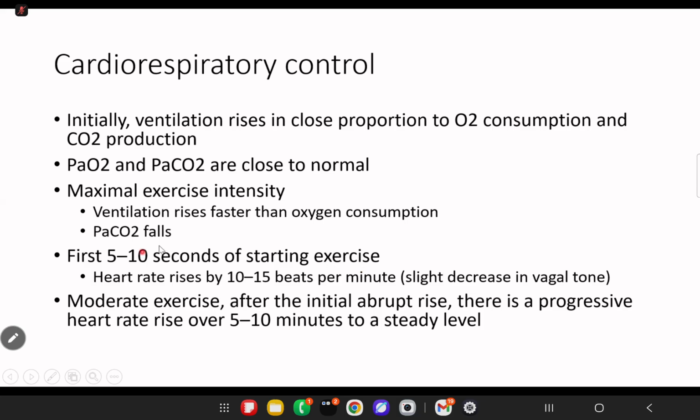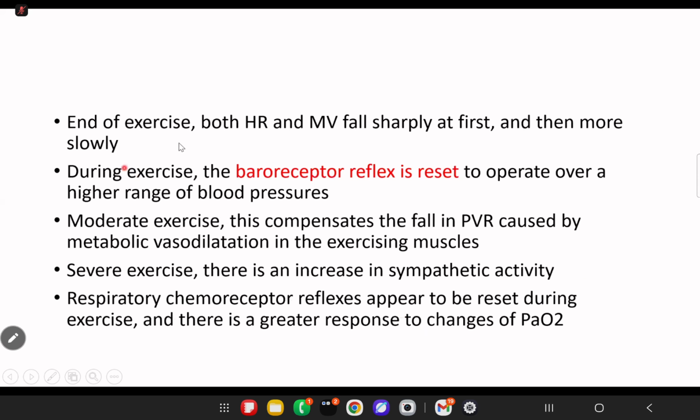At the start of exercise, your heart rate starts beating faster because your sympathetic nervous system is activated and your parasympathetic nervous system is now inhibited, and then heart rate increases over 5 to 10 minutes to a steady level. Then at the end of exercise, heart rate and volume fall sharply at first, and then later on more slowly.